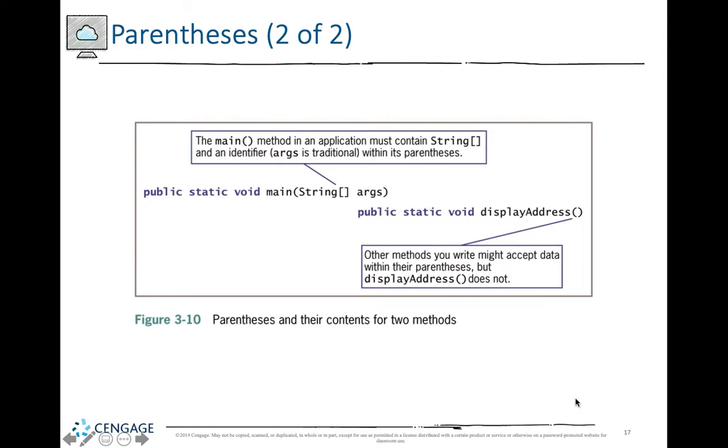So here is the public static void main method. The main method has one parameter, and that parameter is a string that is an array. And that array's parameter name is called args, which is an abbreviation for arguments, right? The other one, public static void display address, you can see it doesn't have a parameter, and that's fine as well.